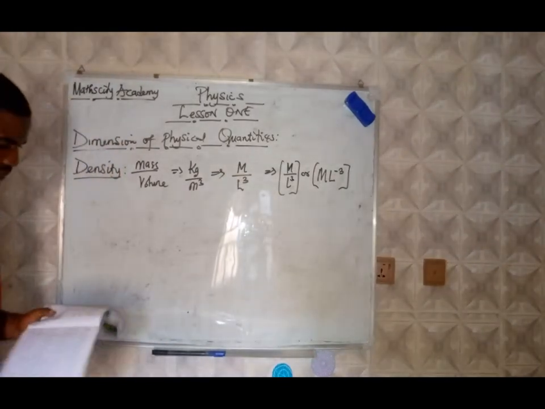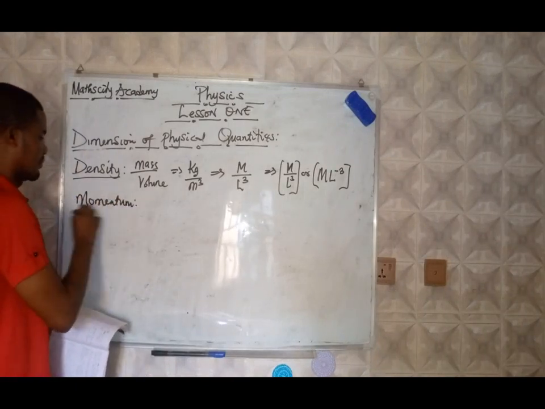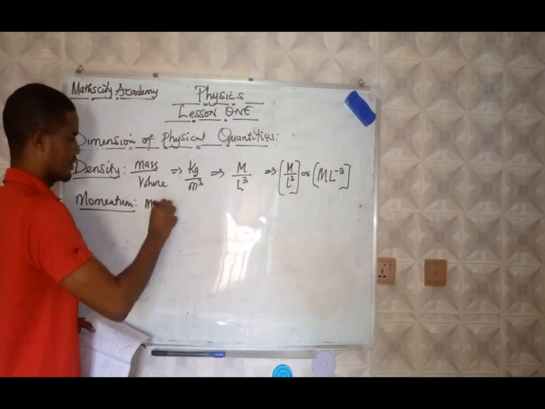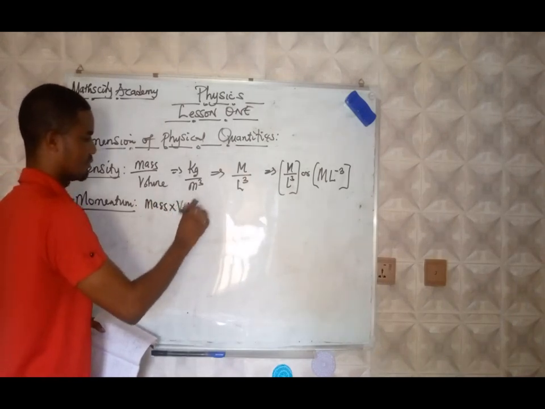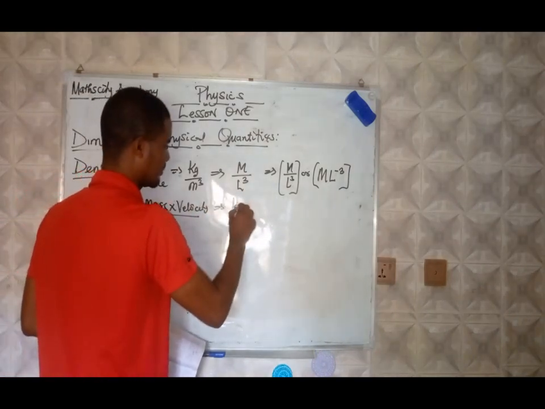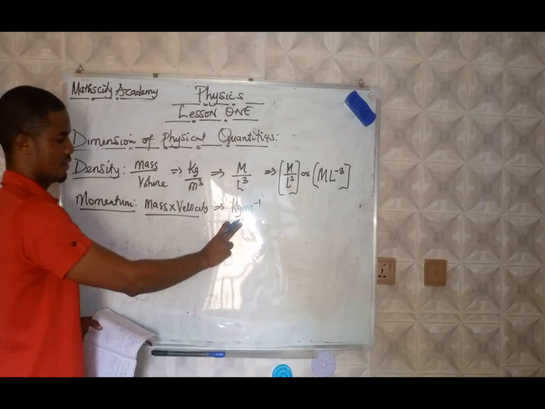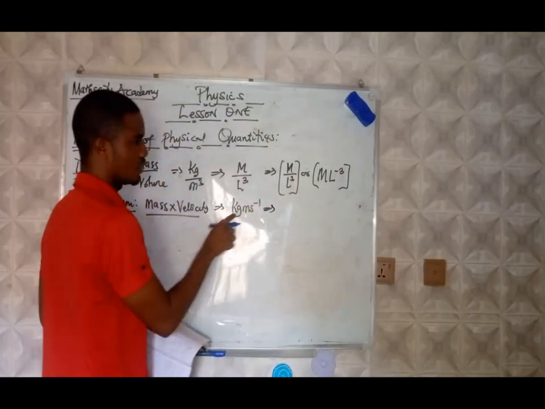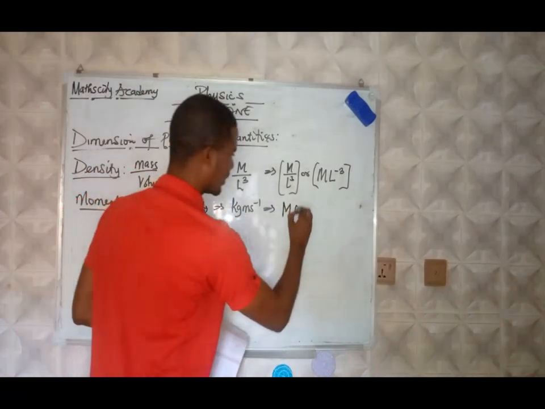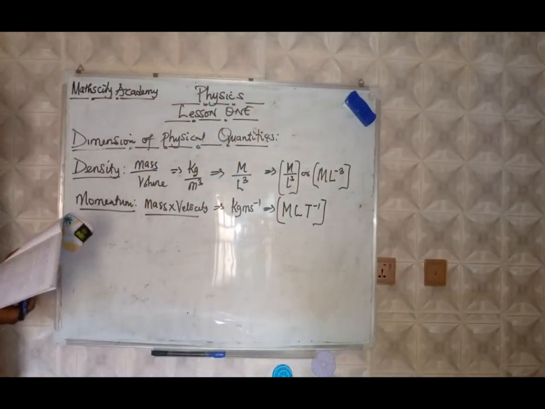We'll take another one. Momentum. Dimension for momentum. Momentum is mass times velocity. So, unit for mass is kilogram. Unit for velocity is meter per second. So, this becomes the unit for momentum. The dimension becomes kilogram is capital M, meter, L, time, T raised to minus 1. And this becomes dimension for momentum.